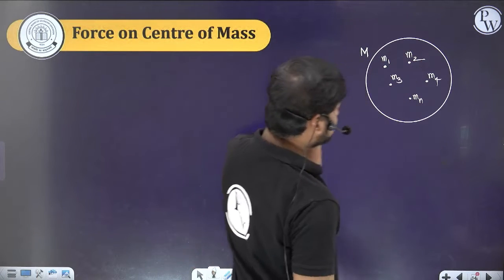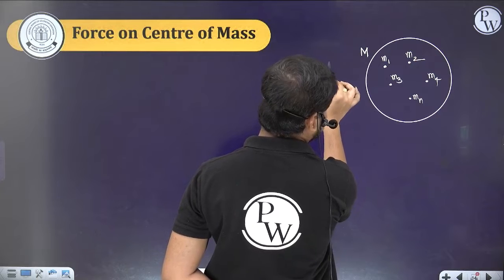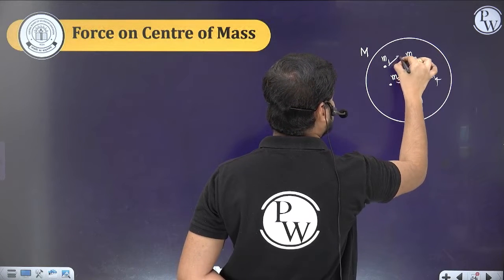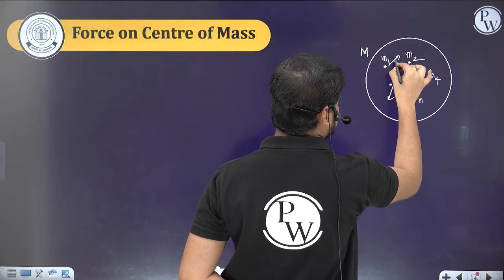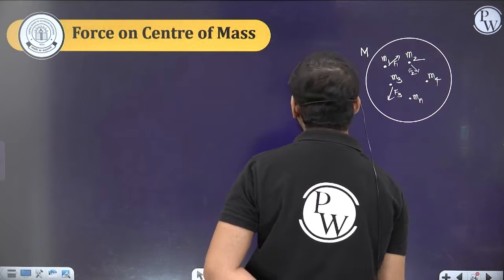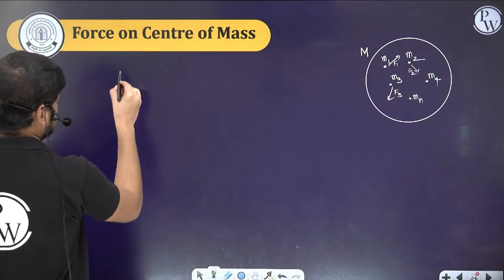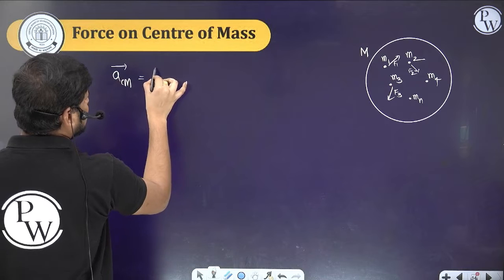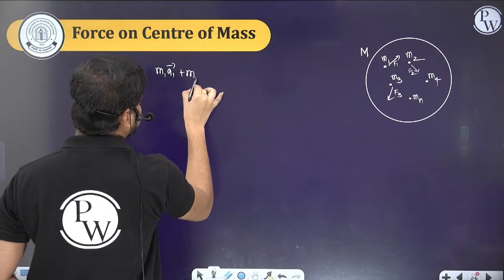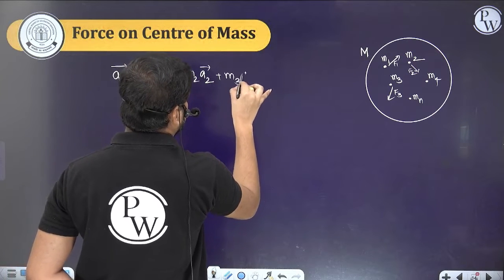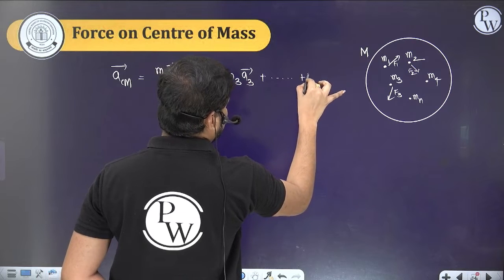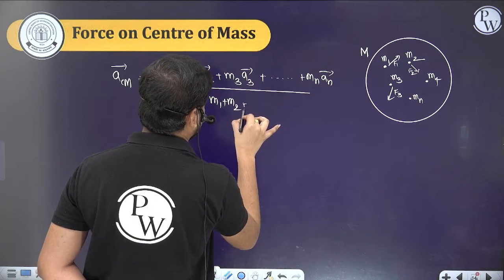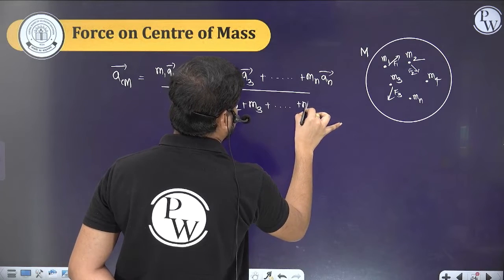Now suppose there are some forces acting on the body: force F1 on block M1, force F2 on block M2, force F3 on block M3. What is the net force acting on the system? We know that the acceleration of the center of mass equals M1 A1 plus M2 A2 plus M3 A3, till MN AN, divided by M1 plus M2 plus M3, till MN.